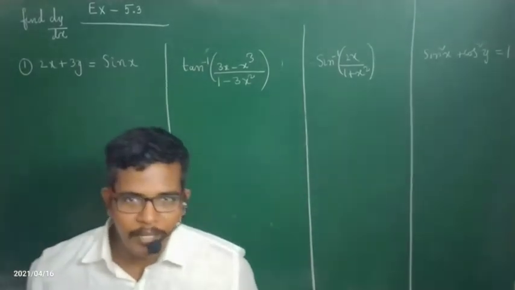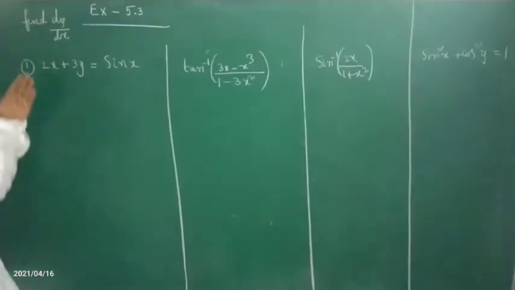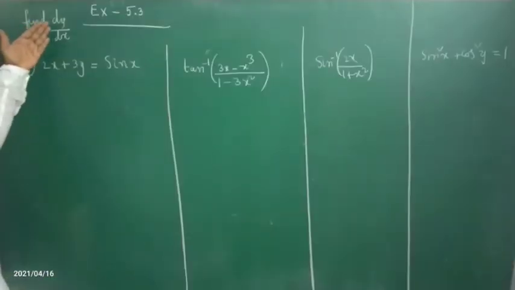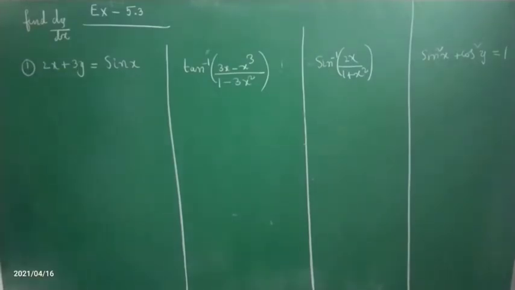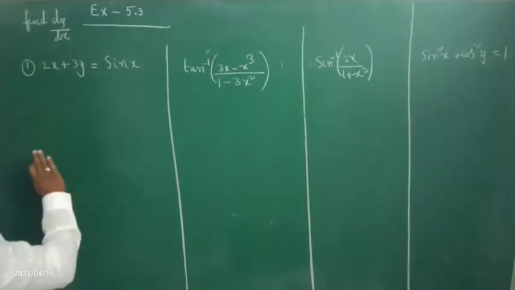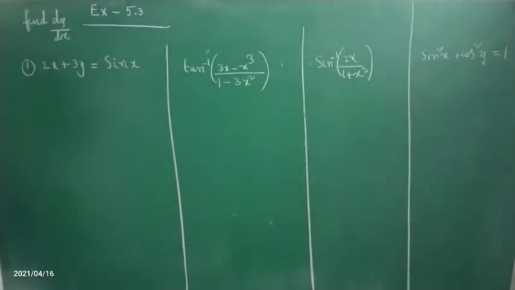Friends, today we are going to discuss how to find the dy by dx of these equations. Now the first one is 2x plus 3y equal to sin x. Since this is not a standard equation, find d by dx on both sides. Now apply d by dx on both sides.